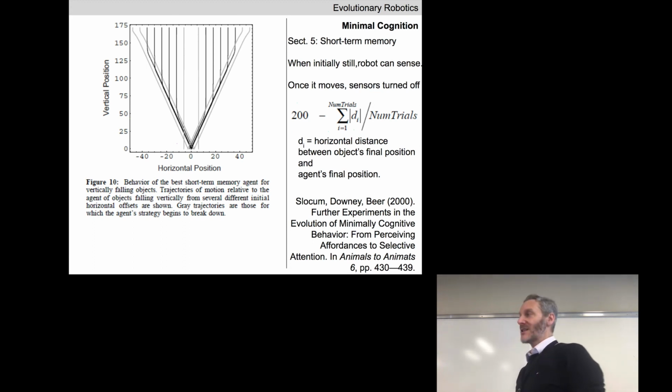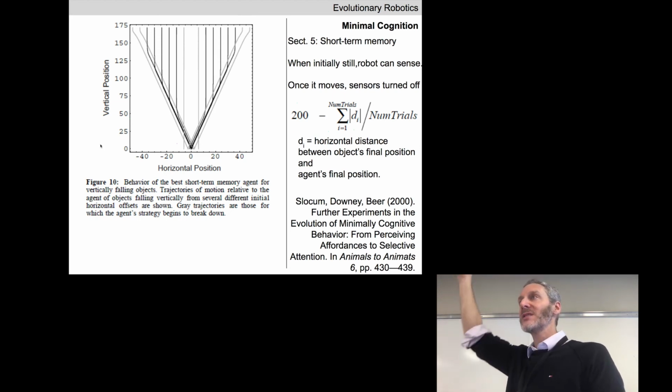Okay. Same thing, an evolved CTRNN. We're going to drop a whole bunch of objects at different initial horizontal positions at the top of the screen. And they're all going to fall straight down in this case. You can see the vertical lines, which on the vertical axis here are representing the vertical height of the object, and the horizontal position along the bottom of the screen. Sorry, this should not be horizontal position, horizontal distance: the distance between the robot and the object at the bottom of the screen when the object gets there.